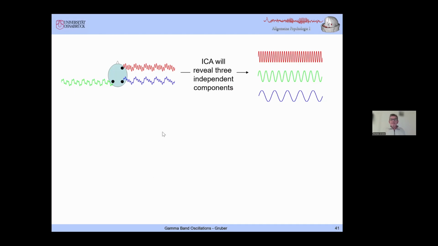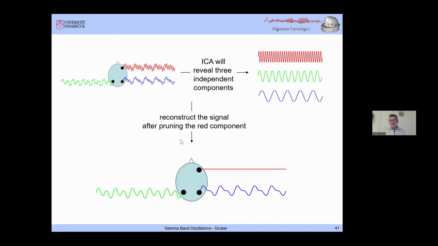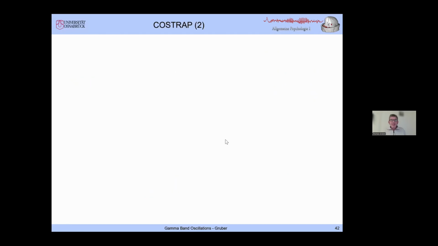And now you can reconstruct the signal after pruning. Pruning is the word for taking out one component. Let's assume we say the red oscillation is an artifact. We don't want that. So we can take this out and reconstruct the signal. We prune the red independent component, and then we end up at the scalp surface with this, so that the artifact is gone, when we assume the red one is an artifact. So that's what we want to do with the saccadic potential. But the question is, how do we find the independent component related to the SP, the saccadic potential?